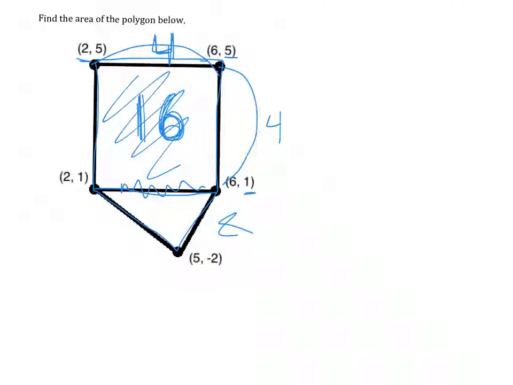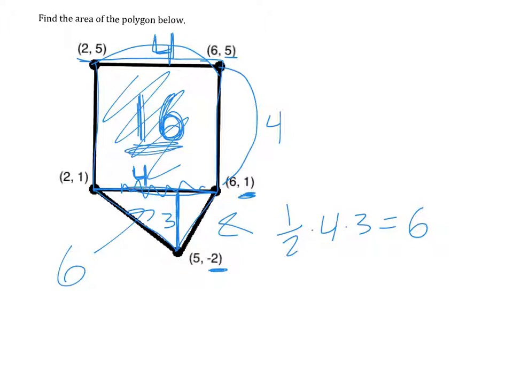So again, for the triangle I need base and height. So this makes a good base because it's a horizontal line. This would be a good height. So I already know this length is 4 from earlier, and now I'm going to find this height. So it goes from 1 to negative 2, so that's a height of 3. So now the area of the triangle is 1/2 times 4 times 3, which will give me 6. So this area here is 6. This area of the square is 16. So the area of this full pentagon then will be 16 plus 6, or 22. And that is the area.